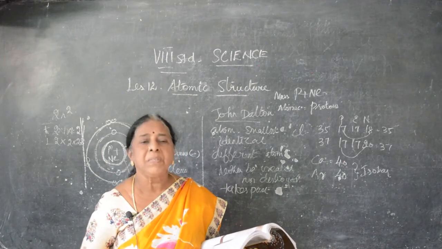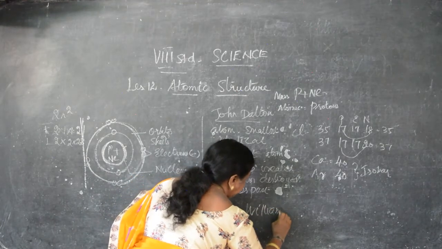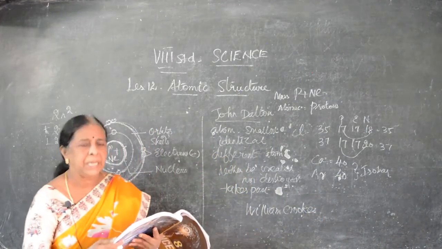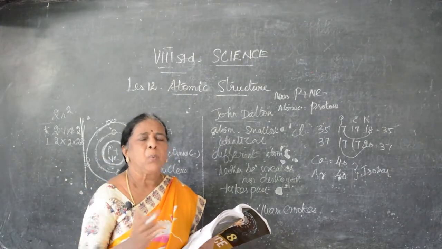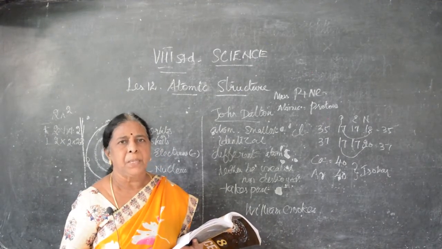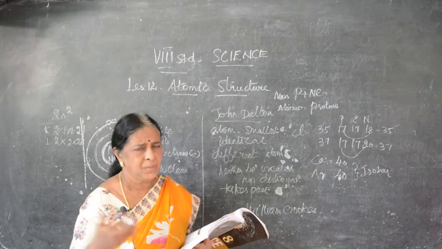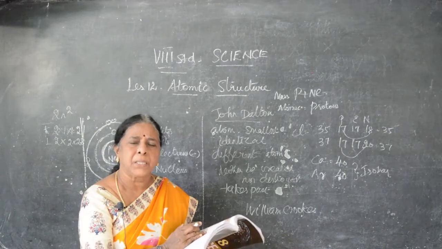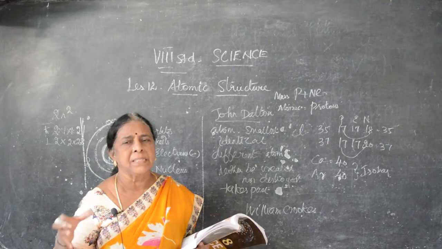Then another scientist, William Crookes. Who is that? William Crookes is the scientist who made the experiment in the discharge tube. Here, he has taken the discharge tube. On one side he placed the anode, on the other side the cathode, that is, one is the negative terminal and the other is the positive terminal. In between, he sent in gas, whatever it may be, either air or another gas. Both ends are sealed, with a negative rod on one side and a positive rod on the other. Then he sends electricity very fast.